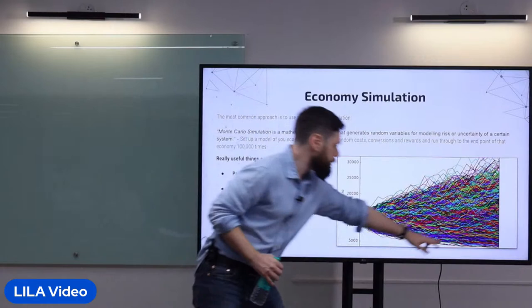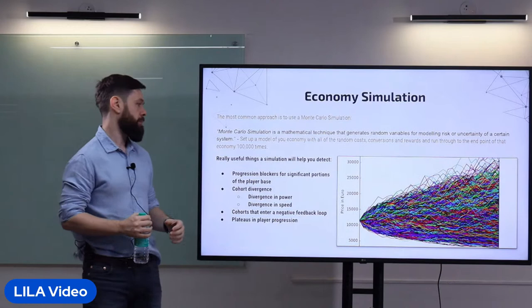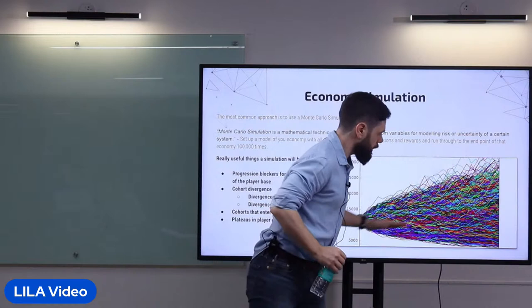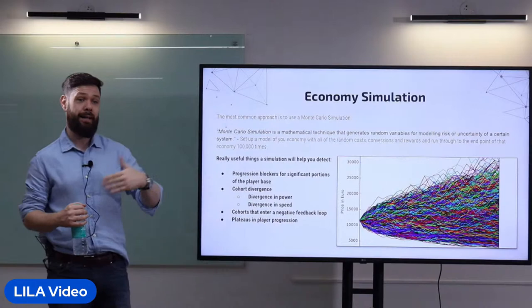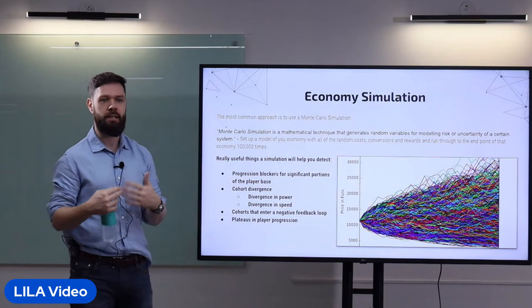Where do your players end up over time? What percentage of your players end up where? And you'll start to see things like you really screwed up your mid-game economy. So you end up with a bunch of players up here and a bunch of players down here and very few in the middle. You'll also start to see stuff like flat lines in terms of progression, where everyone's going up and to the right and then flat, where you've screwed up something in your economy and players are no longer seeing material progress throughout the game.